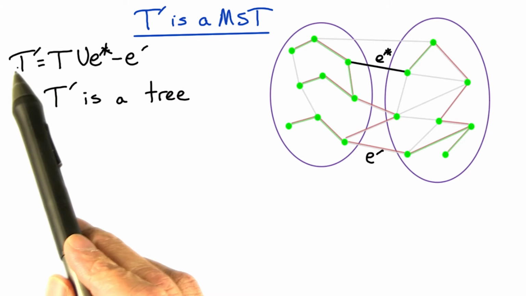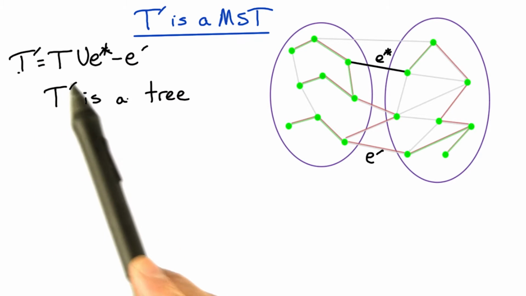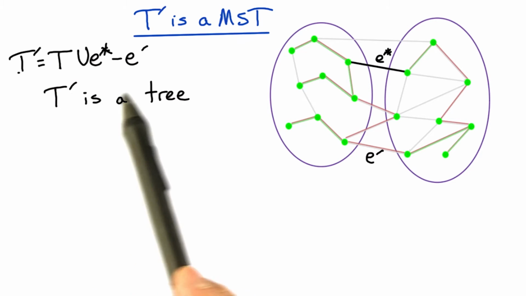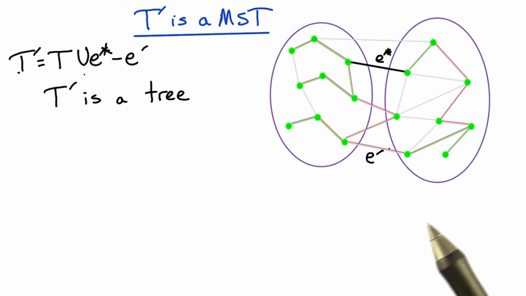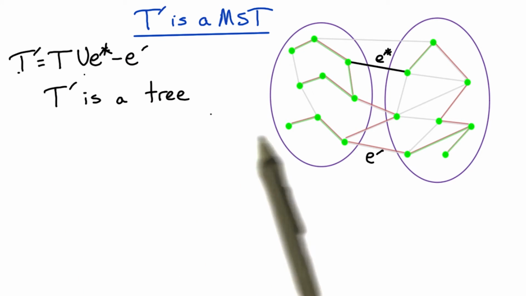Now once again, we have this subgraph T prime, which is obtained by taking the tree T, adding in this edge E star, and taking out the edge E prime. We have just shown that T prime is a tree, and once again, notice that we could have removed any edge of this cycle, and we would have attained a tree.